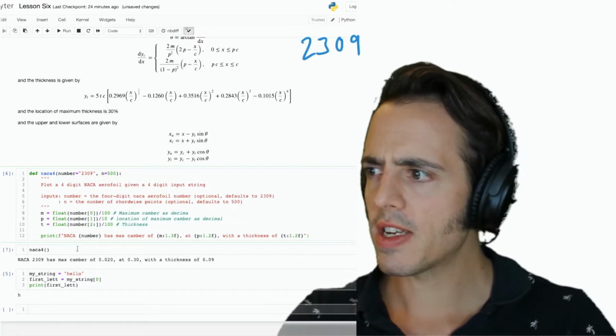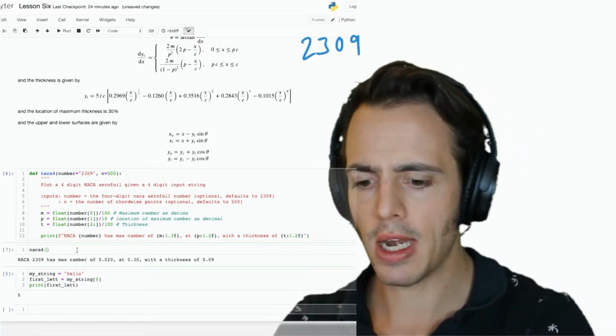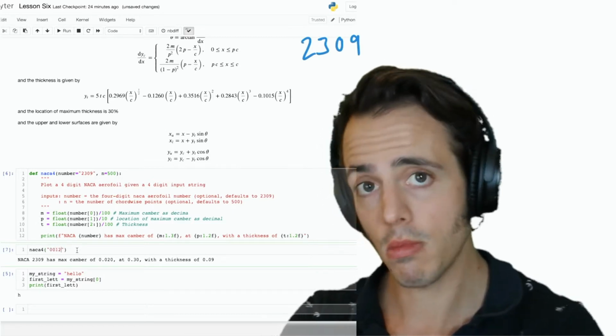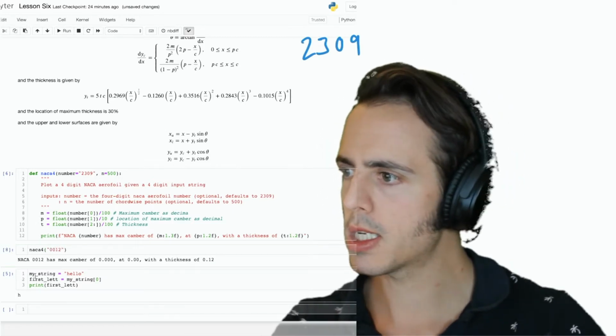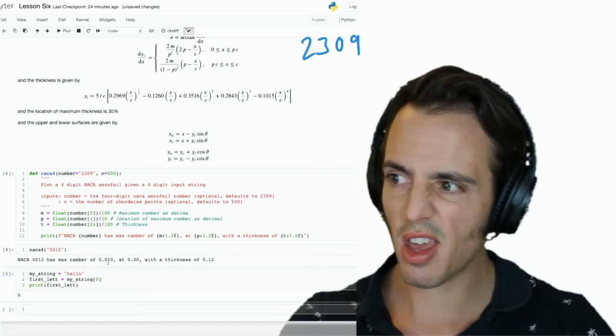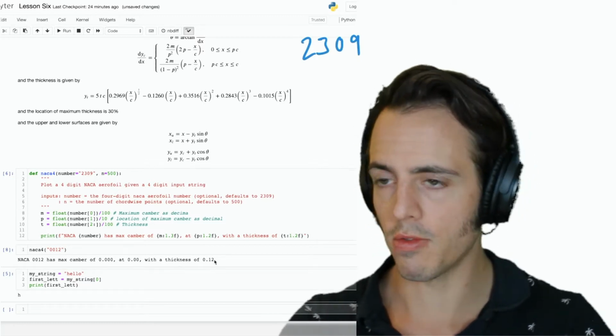Let's think about what happens if I now put another one in. Let's say I want a 0012, the most famous aerofoil in the world. There we go: maximum camber of nothing at 0 with a thickness of 0.12.